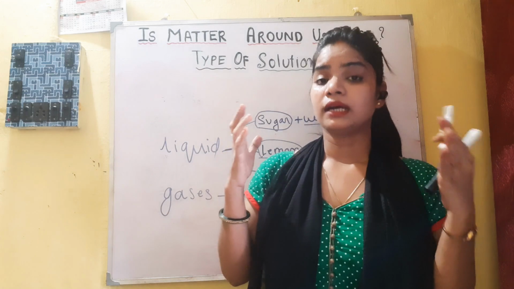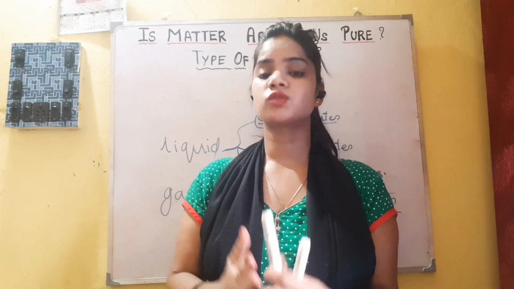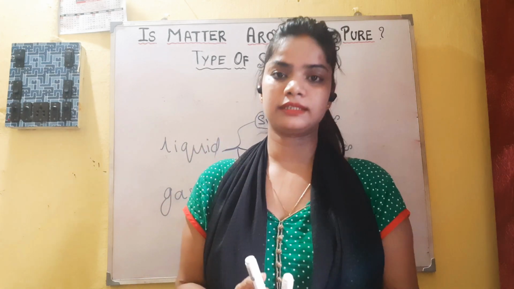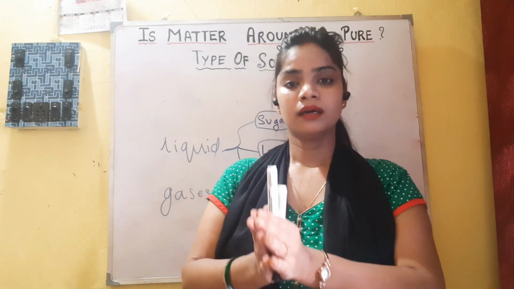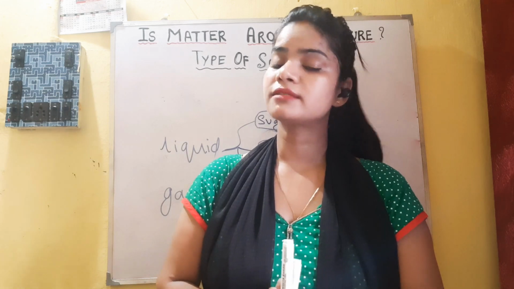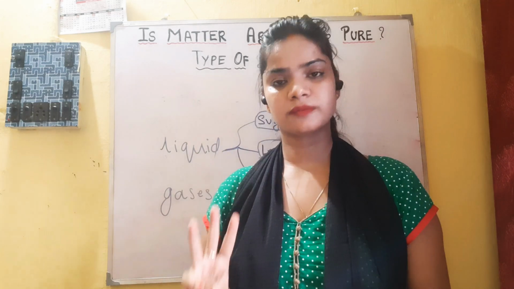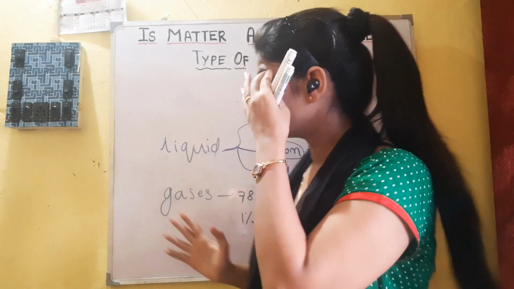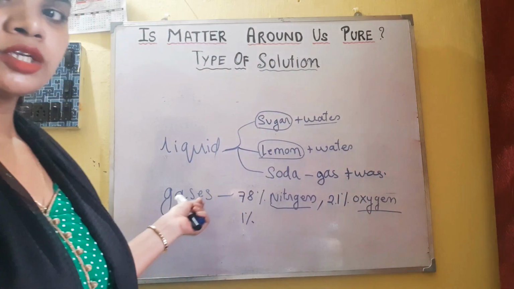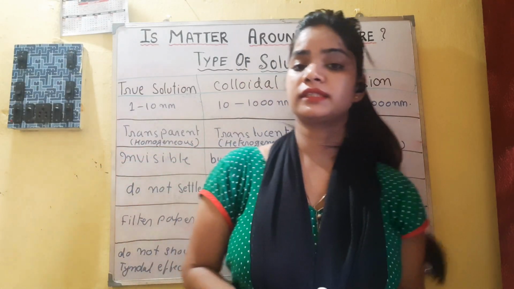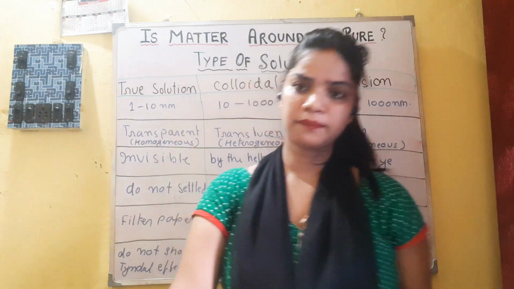Now, according to some basic character and nature, we divide solution into three parts, according to solubility: true solution, colloidal solution and suspension, which we will study one by one with a simple experiment. So let's start with a true solution with a simple example.